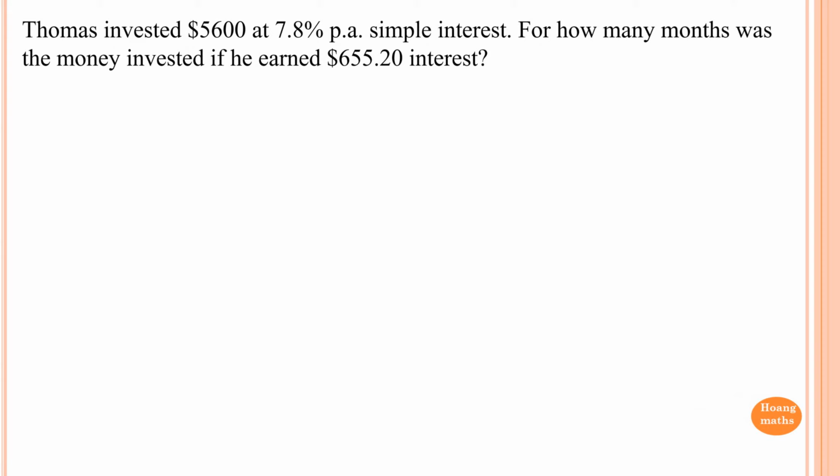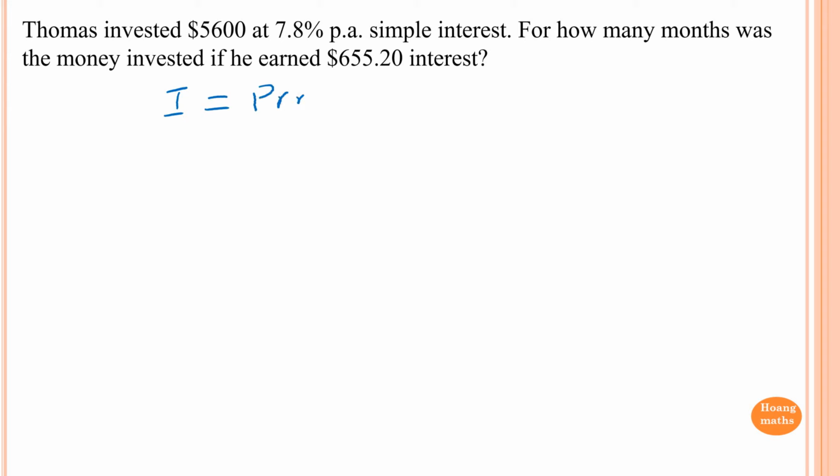Okay, this one here. Thomas invests $5,600 at 7.8% per annum, simple interest. For how many months was the money invested if he earned $655.20 interest? So the question is asking how many months, which means we need to find out the time. Okay, same rule applies, because it's simple interest, all you need to worry about is the rule.